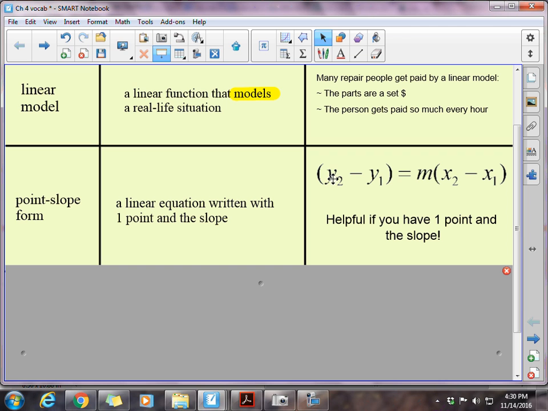So if you knew what your y1 was, you could put it in here for y1, and x1 if you knew what one coordinate was. And then if you knew what the slope was, we could have a nice equation that leaves us with the x and y that we're looking for. You'll learn more about that. Just know it's a linear equation with one point and the slope.